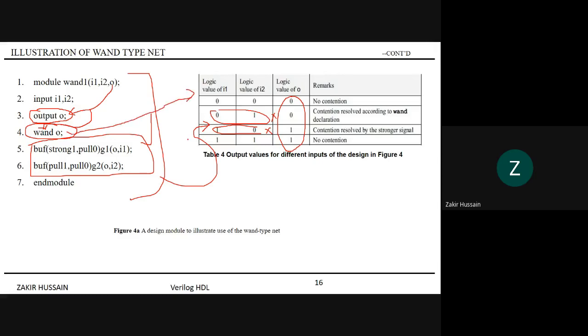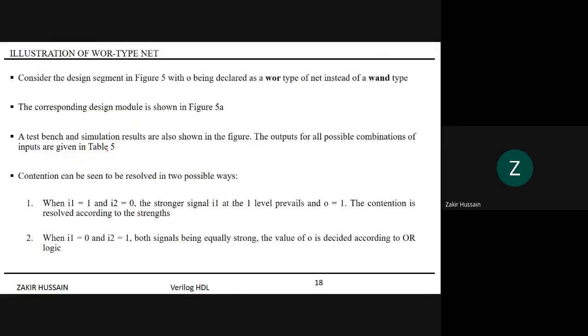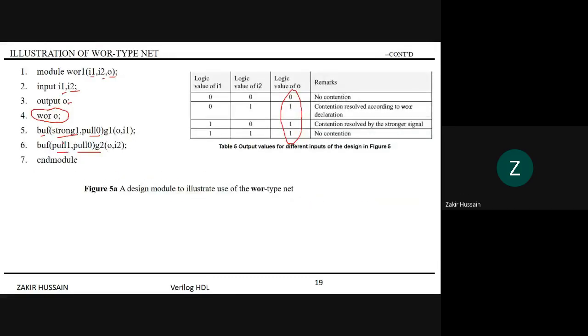Similarly, the same problem is addressed here. If you see this problem, this is again example 2 only. But here the contention issue is solved using the WOR keyword. See the WOR. This is the same output here, and this output is redeclared with the keyword WOR. And the contention issue is resolved with wired OR logic.